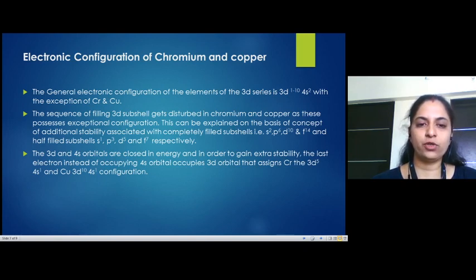The 3d and 4s orbitals are close in energy, and in order to gain extra stability, the last electron, instead of occupying the 4s orbital, occupies the 3d orbital, which assigns chromium the 3d5 4s1 and copper the 3d10 4s1 configuration.